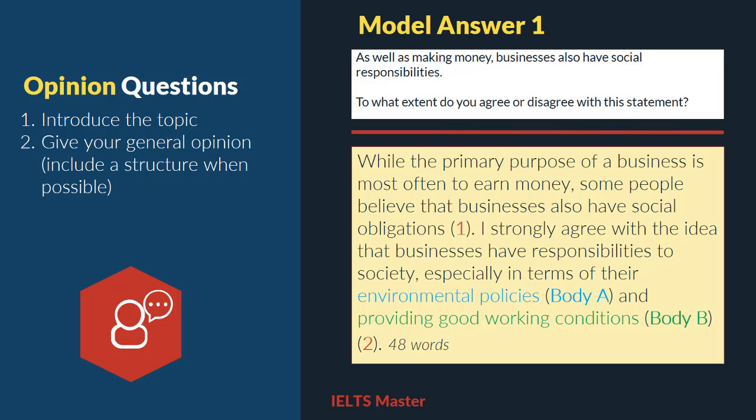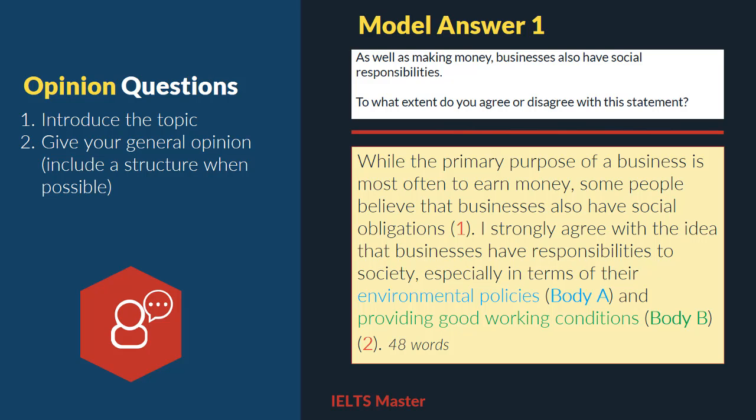Next, let's take a look at some opinion questions and model answers for these opinion questions. The first question is, as well as making money, businesses also have social responsibilities. To what extent do you agree or disagree with this statement? And so for opinion questions, we want to, number one, introduce the topic, and number two, give a general opinion and include structure when possible. Sometimes it's not natural to include a structure in that sentence. In that case, you can either leave it out or you can add an extra sentence. But for both of these example answers, for both of these model answers, I have included the structure.